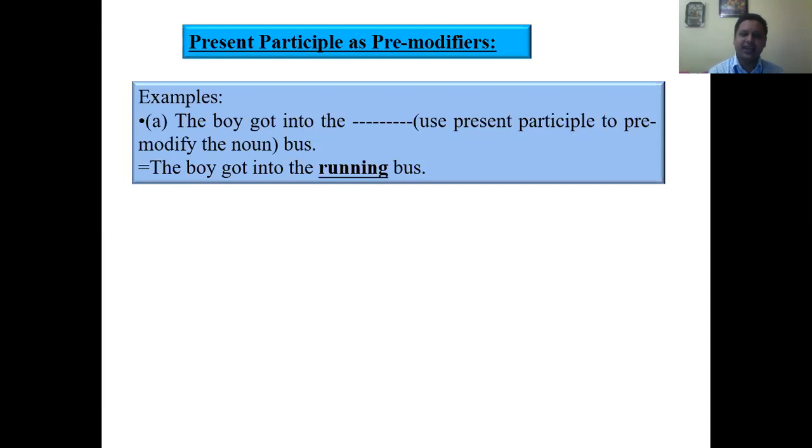So here I have used the boy got into the running bus. We have to put present participle, verb plus ing. Here I have used running bus. Bus is noun. I have put running before noun. So here the running present participle acts as pre-modifiers.